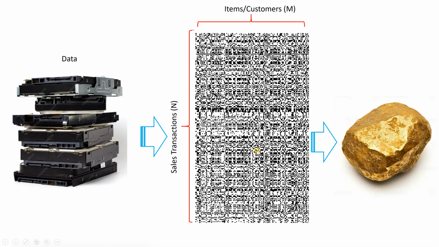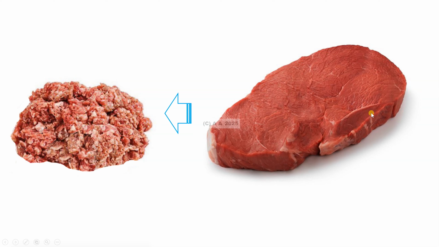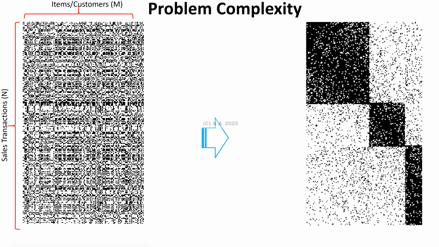So, what's the complexity of this problem? The complexity of this problem can be best understood by this analogy. This is ground beef, and this is the steak. It's trivial. We have seen it many, many times, a steak getting converted into ground beef, but never seen, except for movies, ground beef getting converted back into the steak. So that's the complexity level of the problem which we have, and at a certain scale. Some things are easy and others are very difficult.